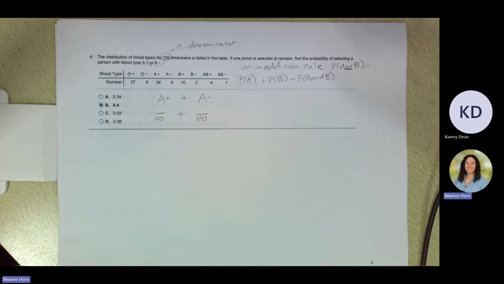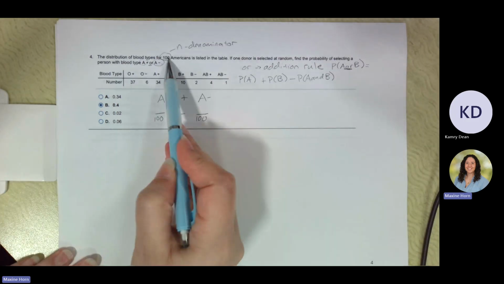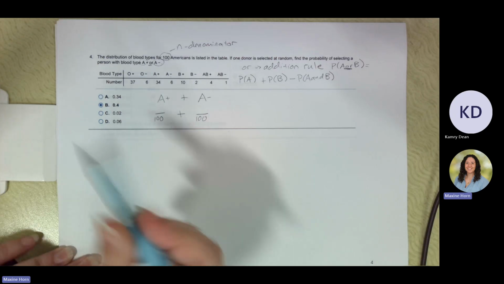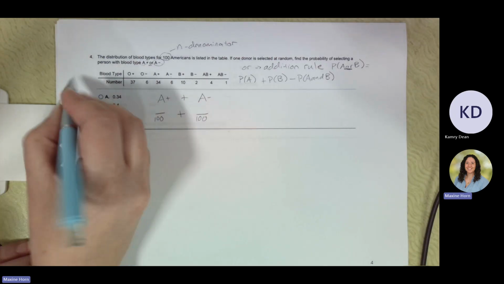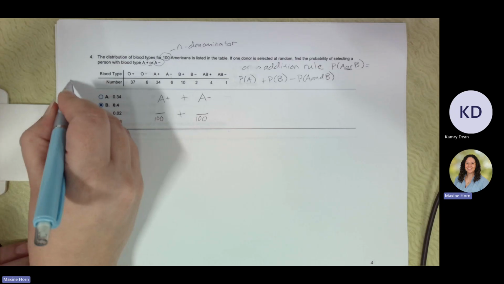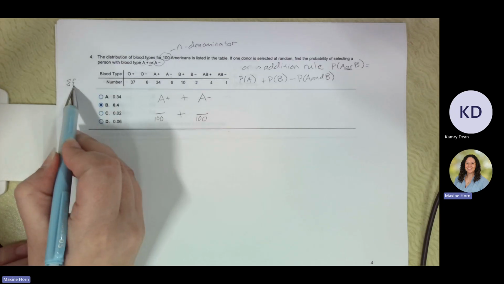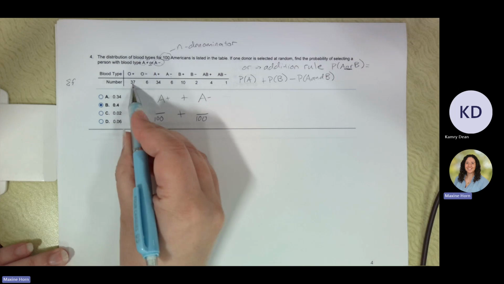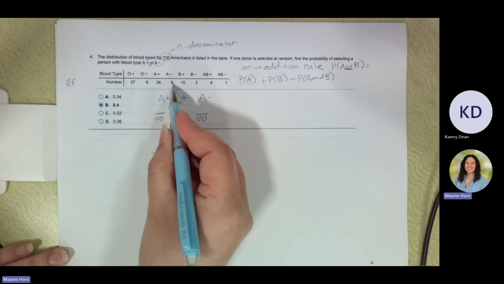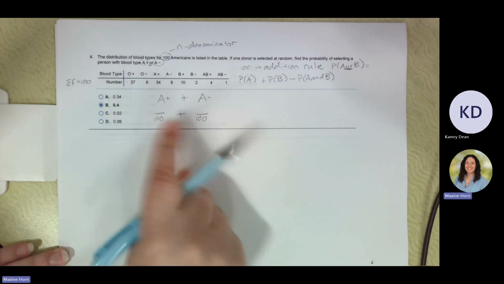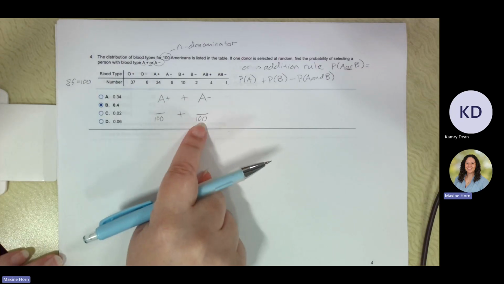Now, that's nice that they told us that there were 100 Americans, but they didn't have to. If they didn't tell us that, we would have to add all of these up. Using some of the symbols that we learned in the last chapter, we would have the sum of the frequencies. We would do 37 plus 6 plus 34 plus 6 plus 10 plus 2 plus 4 plus 1, and that would give us 100, and that's how we would know what our denominator would be.